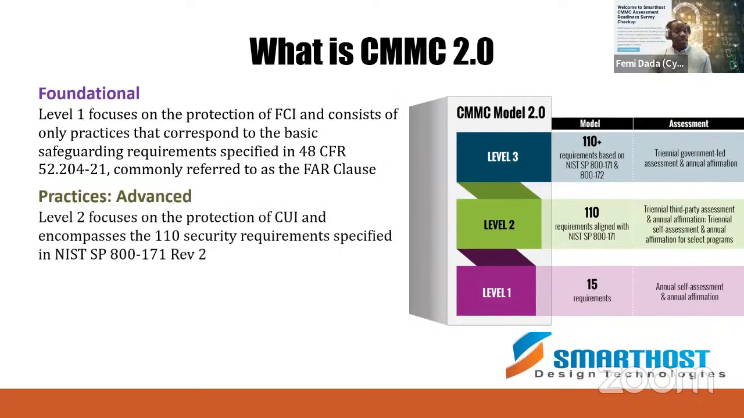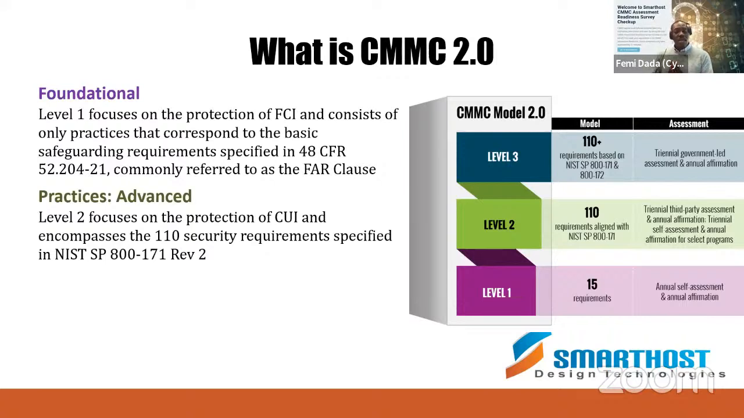So level 2 falls into what we call the advanced practice. And that focuses on protection of CUI, Controlled Unclassified Information. So that is sensitive information that an adversary can grab and deduce greater information from, and that encompasses 110 security requirements specified in NIST 800-171.